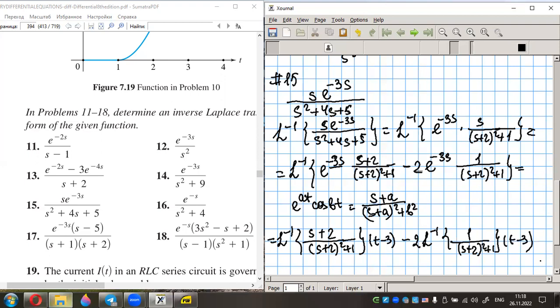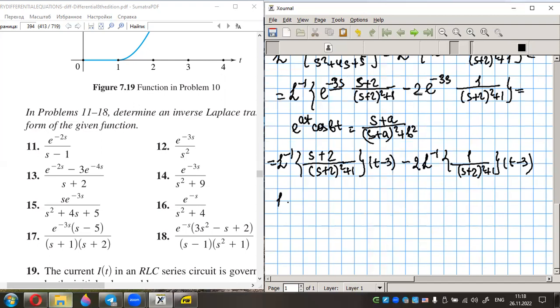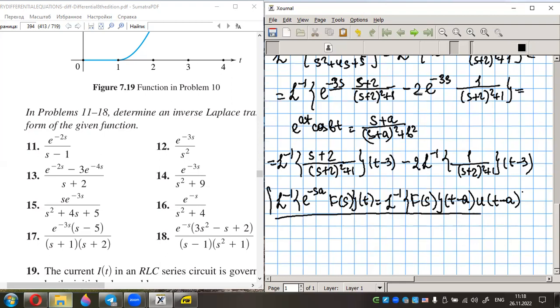What formula do I use? L minus 1 of e to the minus sa f of s at t equals L minus 1 f of s at t minus a, u of t minus a. This formula I use. Is it clear now?